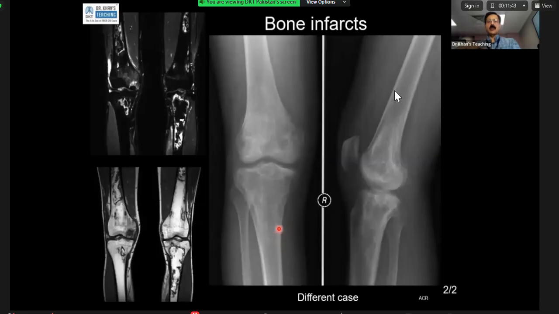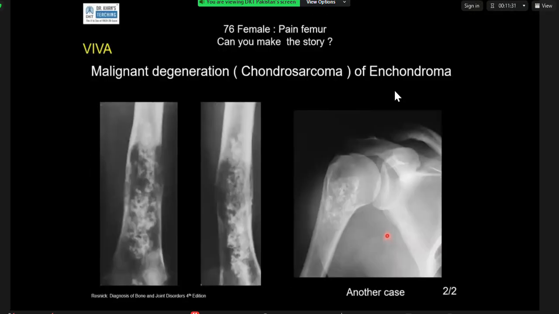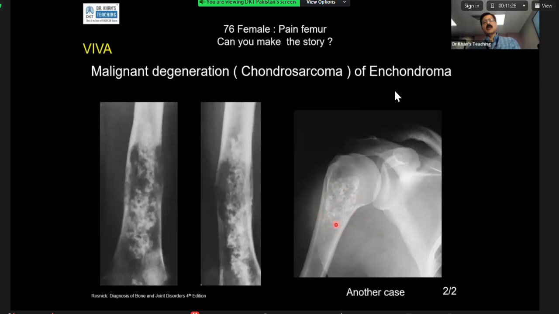If you look carefully, look at the calcification. This calcification is that serpiginous type of calcification, which of course correlates with the findings on the MR. And on the other hand, look at this calcification. This is an enchondroma. Bone tumors will be covered separately.